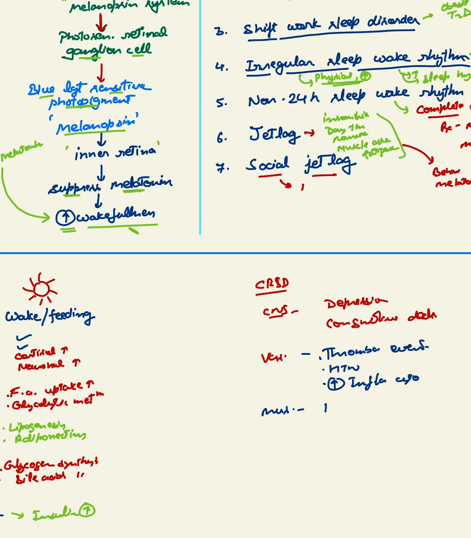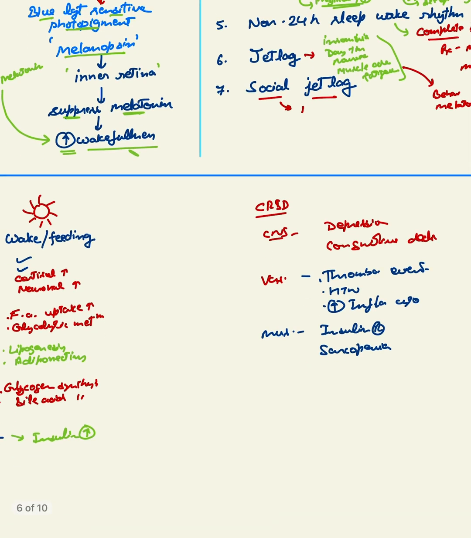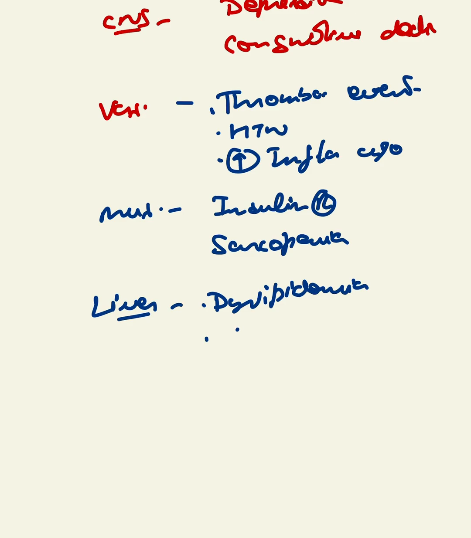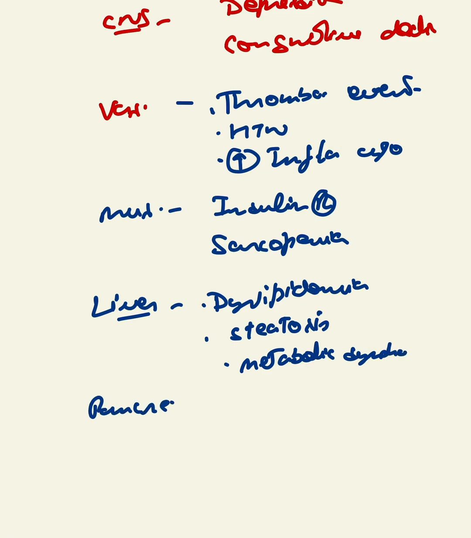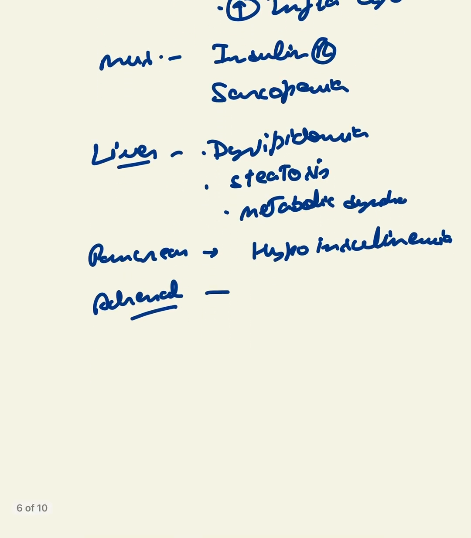In the muscles, what we have discussed is there is insulin resistance and sarcopenia occurs, that is, the muscle mass gets decreased. In the liver, what happens? Dyslipidemia occurs, and also steatosis can occur, right? Metabolic syndrome can lead, right? If we talk about the pancreas, hypoinsulinemia can occur. For adrenals, what happens? The patient can have chronic stress, and the hypothalamo pituitary adrenal axis can get completely disrupted, right?